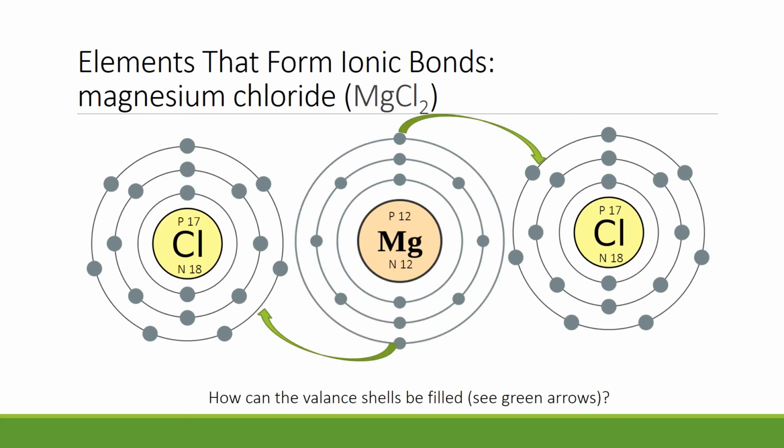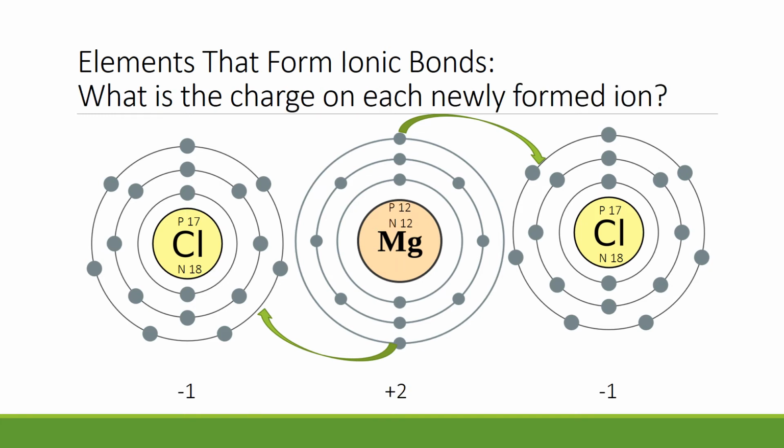This shows you how that happens. One electron leaves magnesium and goes to chlorine. The second electron leaves magnesium and goes to the other chlorine. The new molecule that's formed is known as magnesium chloride. With this movement of electrons, each of the 3 valence shells is now full. Chlorine has 8 electrons in its outermost shell, magnesium has 8 in its outermost shell, and the other chlorine has 8 in its outermost shell.